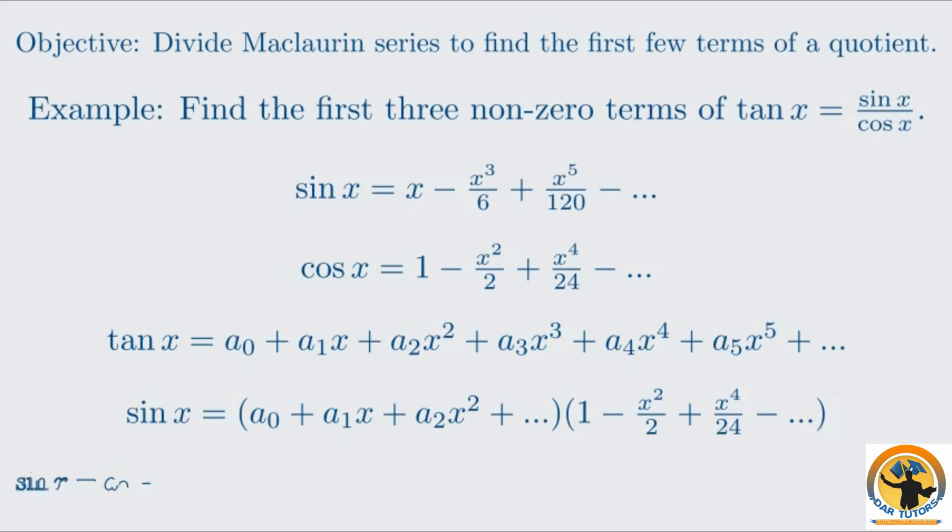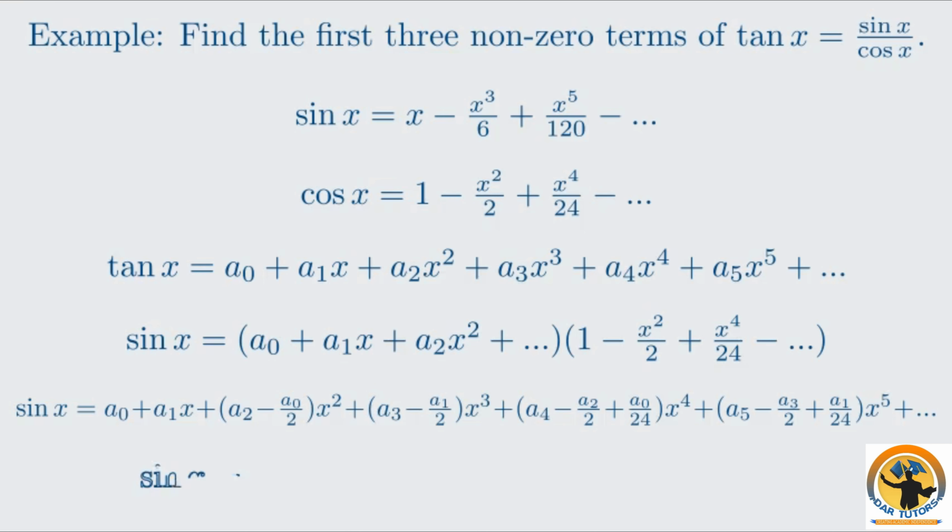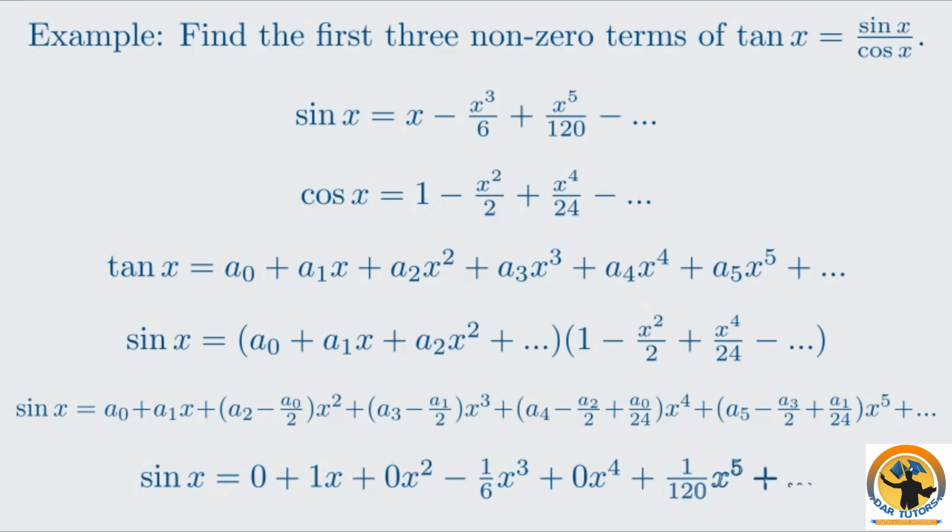Multiplying the terms and collecting by powers of x, we get a sub 0 plus a sub 1 x, plus the quantity a sub 2 minus a sub 0 over 2 times x squared, plus the quantity a sub 3 minus a sub 1 over 2 times x cubed, and so on. Now we equate the coefficients of this new series with the coefficients of the series for sine x. The series for sine x is x minus x cubed over 6 plus x to the fifth over 120.